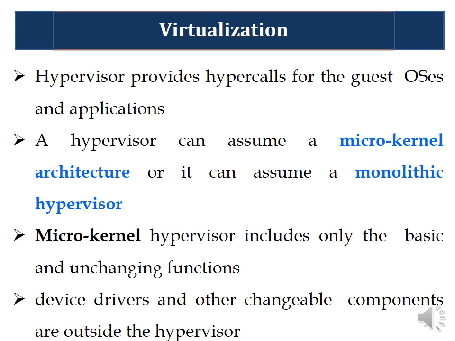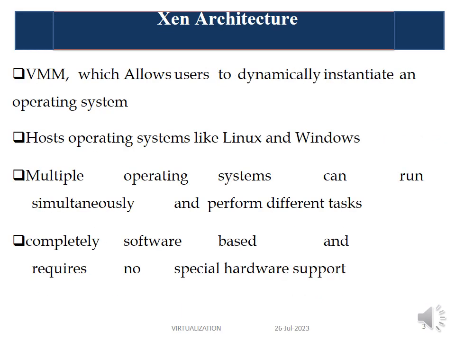So what is virtualization? The hypervisor provides hypercalls for the guest OSs and applications. A hypervisor can assume a microkernel architecture, or it can be a monolithic hypervisor. A microkernel hypervisor includes only the basic and unchanging functions. Device drivers and other changeable components are outside the hypervisor. So we'll see the Xen architecture to understand more about hypervisor virtualization architecture.